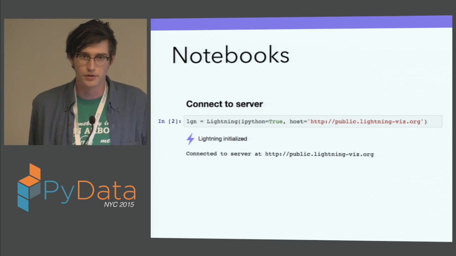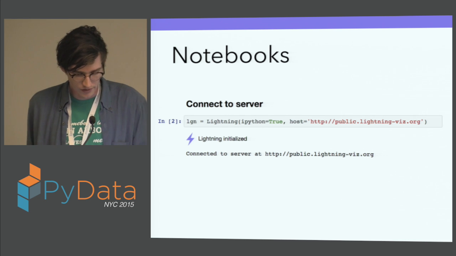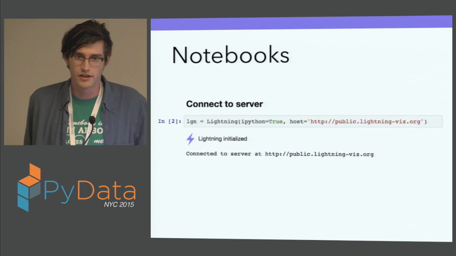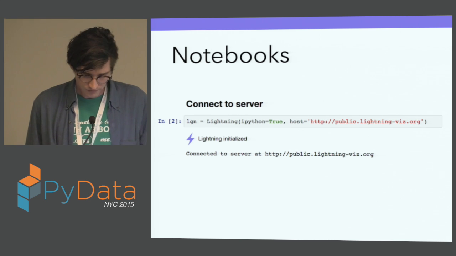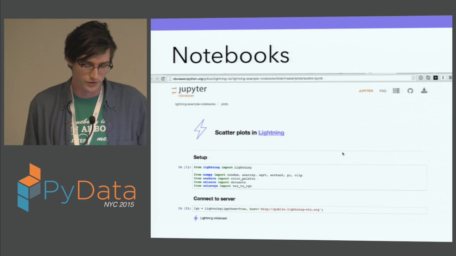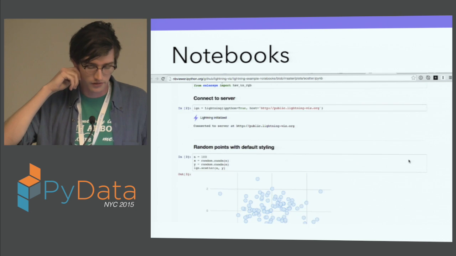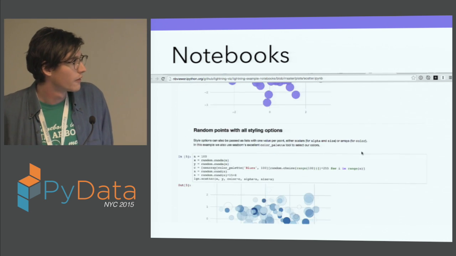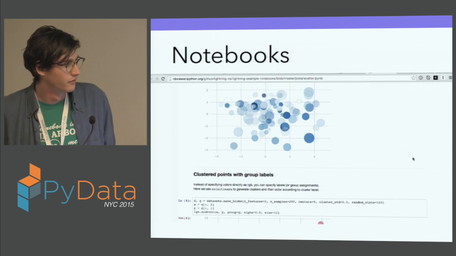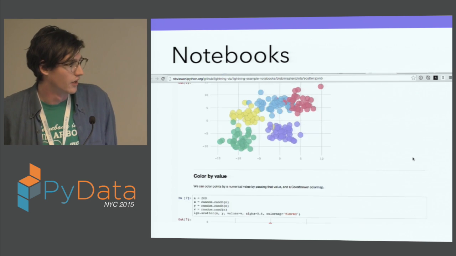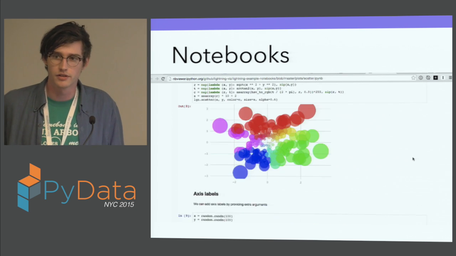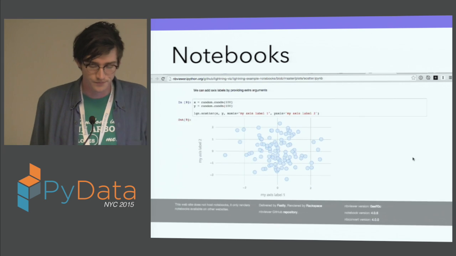It also works in notebooks, in Jupyter and IPython. To do this, you just have to pass in an IPython flag, set it to true, and then by default, everything will just start showing up in line here. And of course, it's all interactive in D3 and stuff. So these are just kind of our sample scatter plots and the different options that you can pass in. But everything works just out of the box in IPython like this.